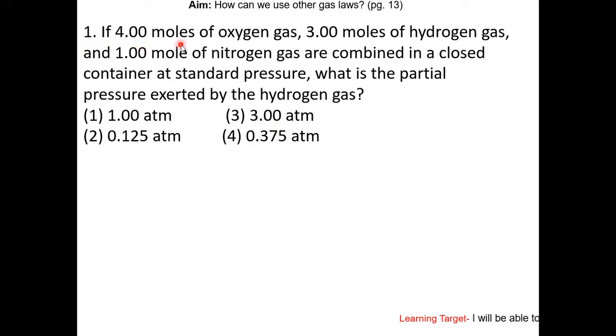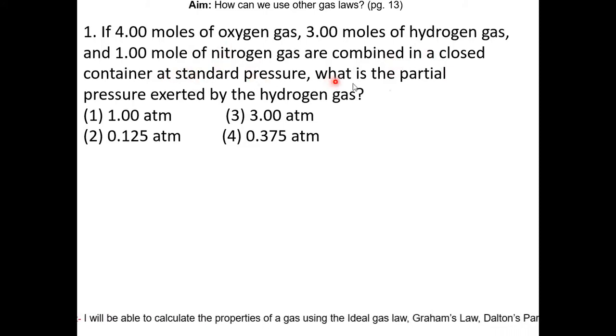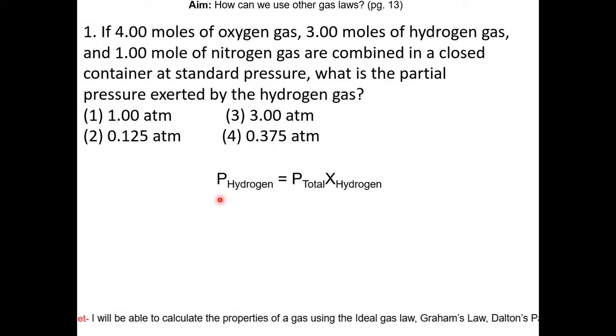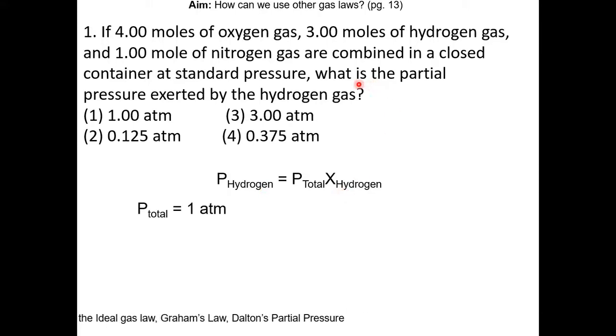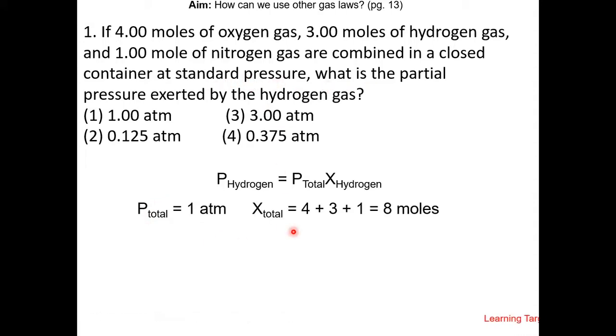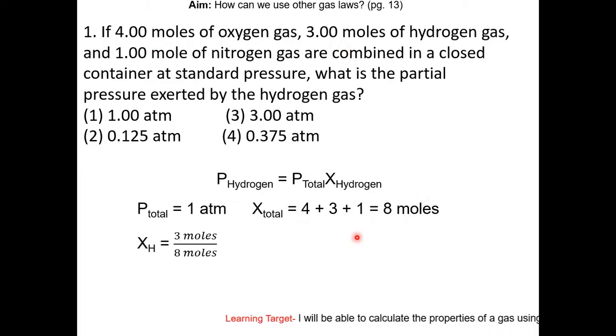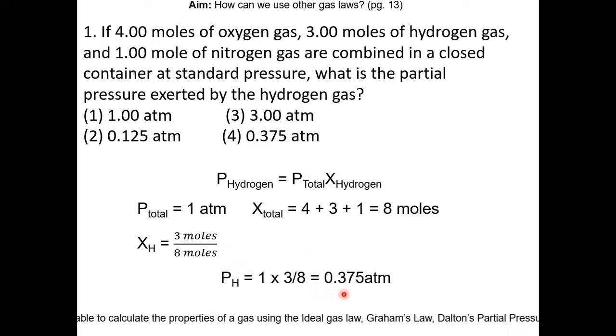Question 1. If 4 moles of oxygen gas, 3 moles of hydrogen gas, and 1 mole of nitrogen gas are combined in a closed container at standard pressure, what is the partial pressure exerted by the hydrogen gas? We know the partial pressure of hydrogen is equal to the total pressure times the mole fraction of hydrogen. From the question, we know that total pressure is 1 atmosphere because it's standard pressure. The total moles is going to be 8. 4 plus 3 plus 1 is 8. So the mole fraction of hydrogen is 3 over 8. 3 over 8 times 1 gives us 0.375 atmosphere. So the answer is choice 4.